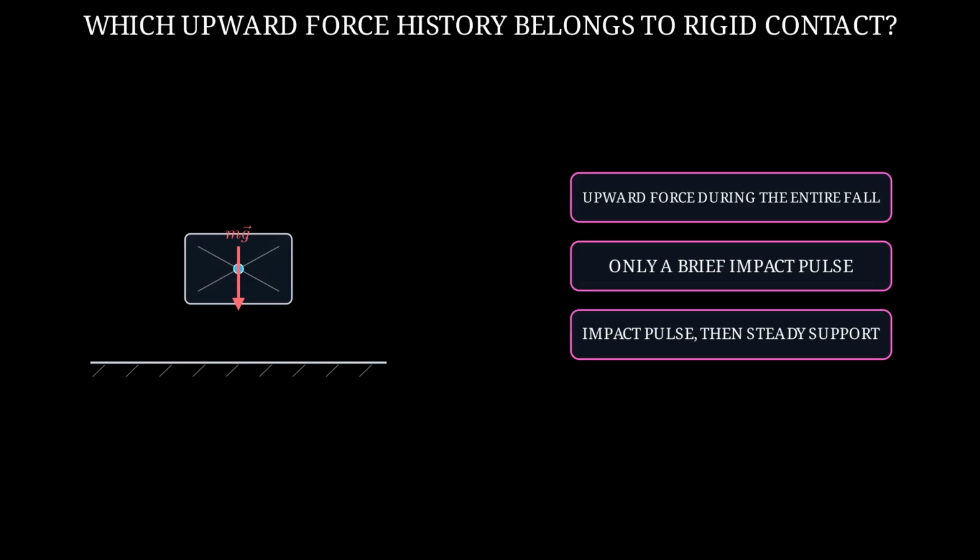Should the upward force act during the entire fall, appear only as a brief impact pulse, or produce an impact pulse followed by steady support? Commit to one complete history before the drop begins. I choose the brief impact pulse. Once the collision has stopped the downward motion, I do not think the floor needs to keep doing anything.